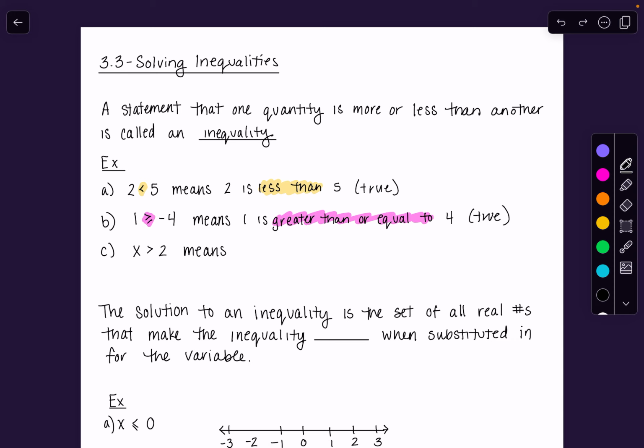So what we want to do is, if I have a variable, figure out what values I can plug in to make it a true statement. Now, unlike with equations, there are a lot more solutions to these. So if I have x is greater than 2, this means we can take all values of x that are greater than 2.